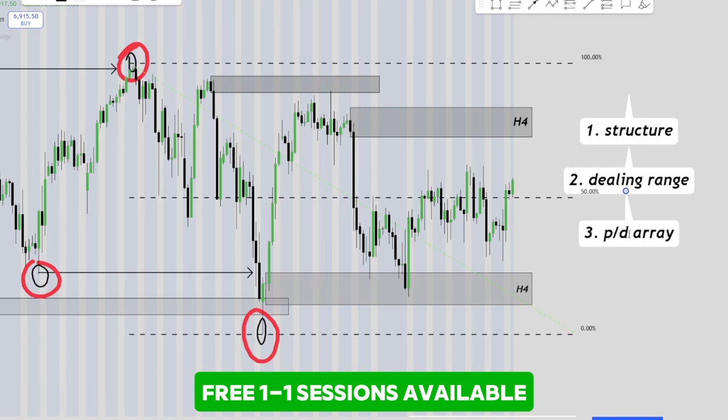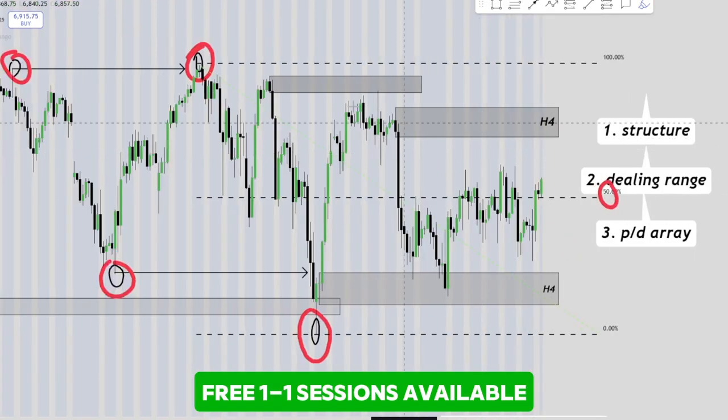So we want to know our PD array, or where the premium and discount zones are. For those who don't understand, this is super simple. So this is the 50%. Anything above is a premium, anything below is a discount. And so for step 4 on the S&P 500 or ES futures, we're looking for fair value gaps.